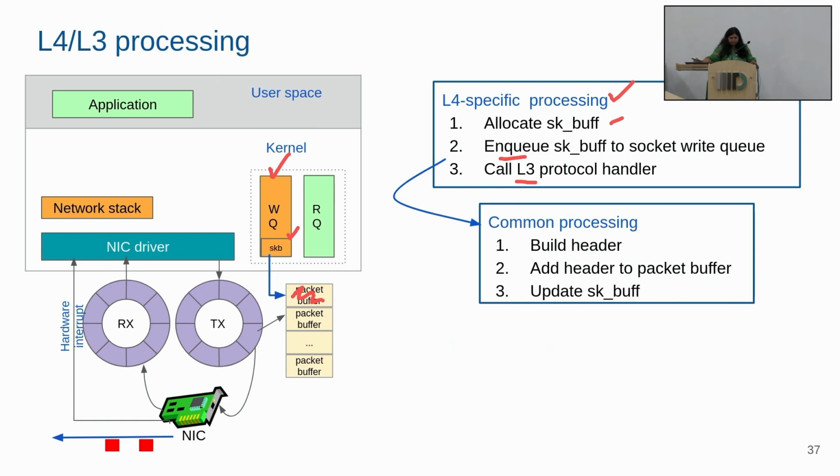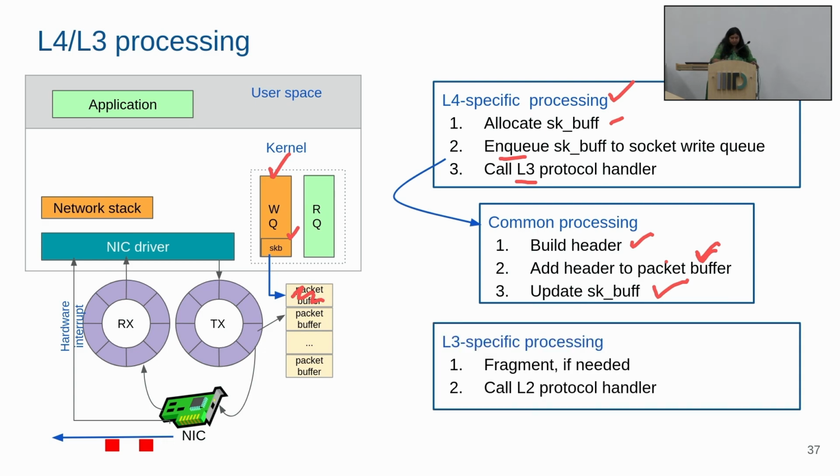So some common processing which both layer 3 and layer 4 do are creating a header and adding that header to the packet buffer. The application typically doesn't add the packet header. So all these headers are built up by the kernel in the network stack processing, adding the header to the packet buffer, updating the SK buff pointers, all of that is done as a common process. And layer 3 checks if some fragmentation is needed. These are some typical things that you studied in your Linux computer networks course. And the L2 protocol handler is called.